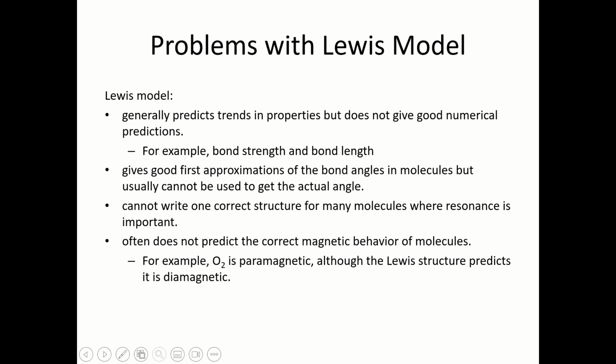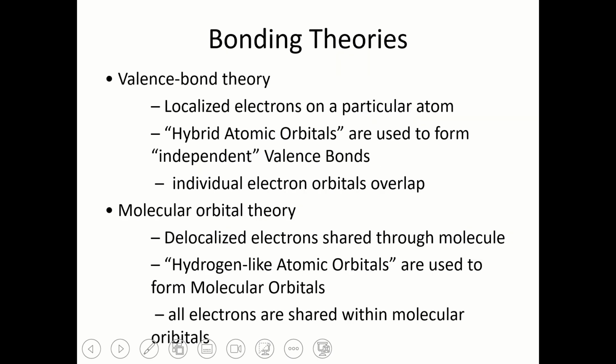And then it's also not great at predicting magnetic behavior. So later on, we'll look at paramagnetic and diamagnetic molecules. So there are limitations to the Lewis models that we looked at in General Chemistry 1. So in this topic, we're going to look at 2 advanced bonding theories. We're going to spend most of our time focused on valence bond theory and then a little bit of time touching on molecular orbital theory.